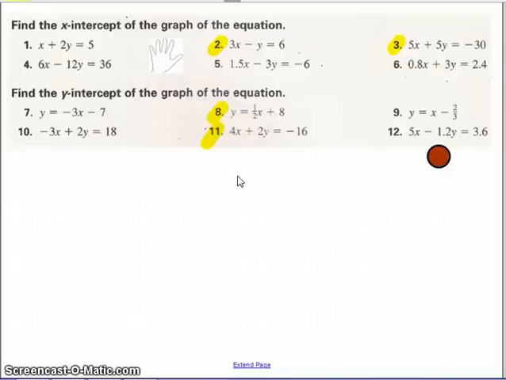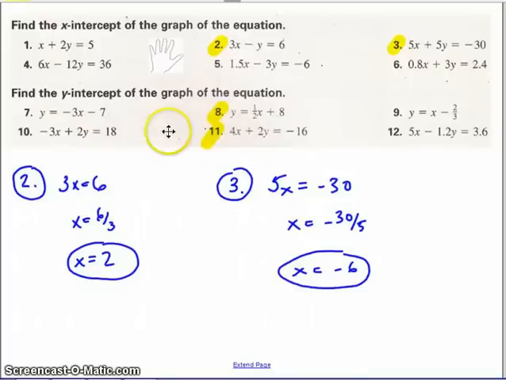Okay, I'm going to assume that you did that. Here are my answers for 2 and for 3, and I'll quickly explain. For 2, I covered up y because I was asked to find the x-intercept. I was left with 3x equals 6, and I ended up finding that x equals 2 in that case.